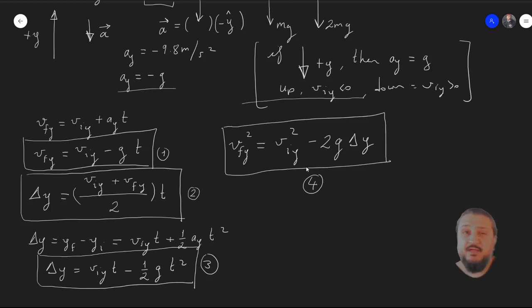Okay, now you can solve any free fall problem using these four equations. Either one of them or two of them, most of the time, will be enough. Okay, so let's do that. Let's solve a problem from the book again. Free fall, okay. Let's do 31.